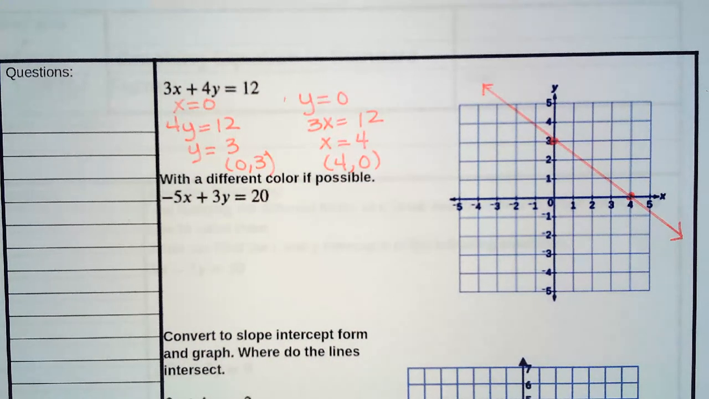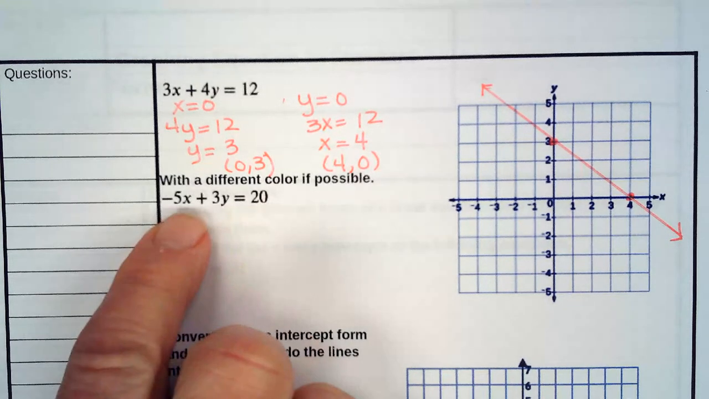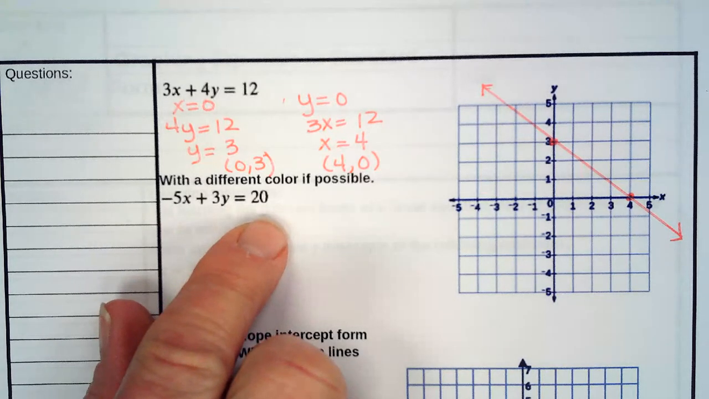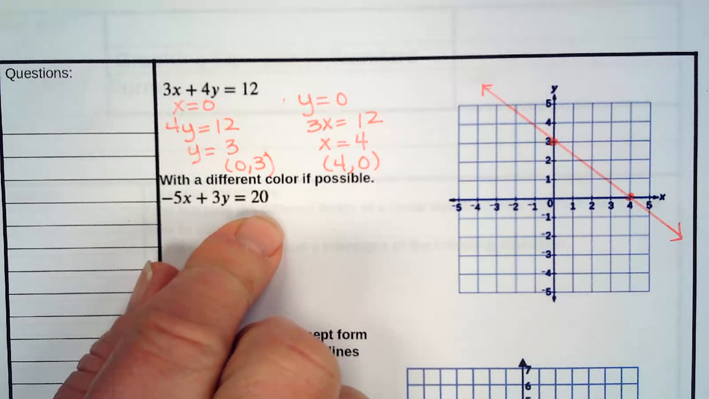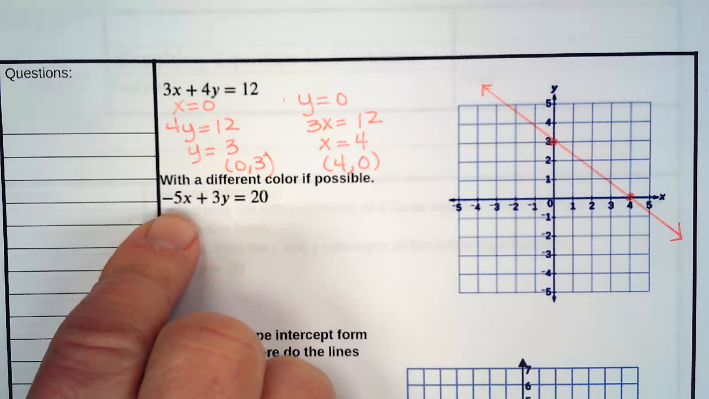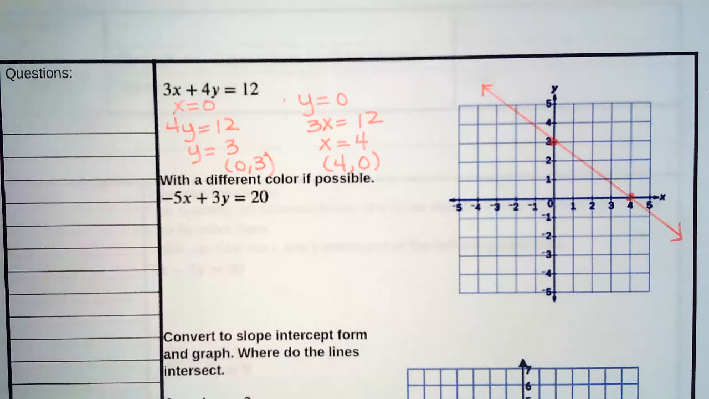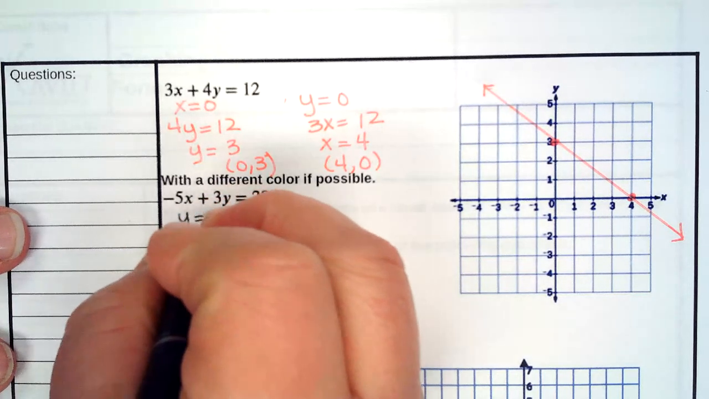Okay, for the next one, we're supposed to graph it in a different color, but I want you to analyze. I've got 5, I've got 20. 5 divides evenly into 20. I've got 6, I've got 20. 3 will not divide evenly into 20, so I will find one intercept, the first one, and I will find my slope. So I'm going to start out with what happens when y is equal to 0.